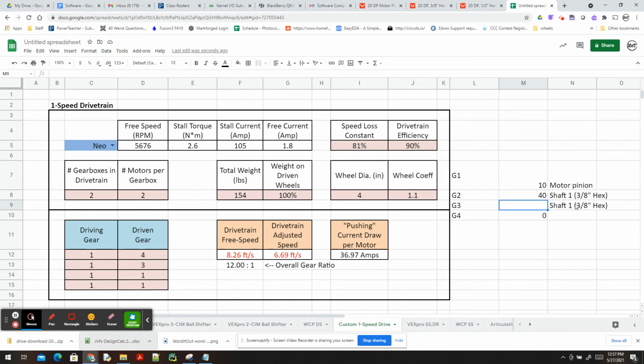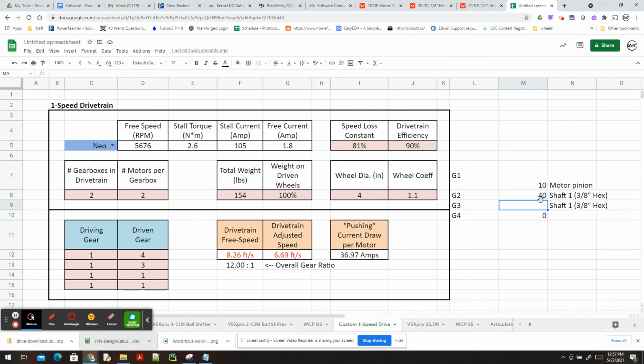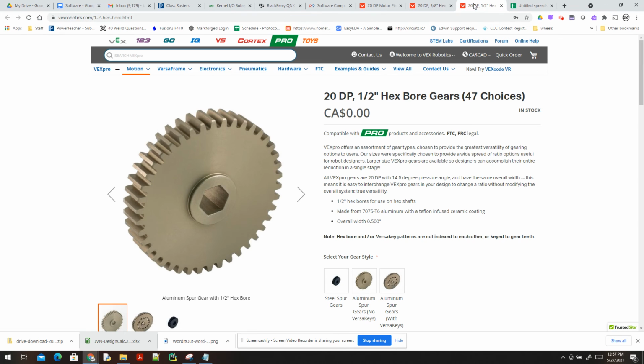So for gear 3, it's got to be a 3/8 inch, and now I've got to look for one. Maybe I'll try 14 teeth. So let's do 14. To get my ratio, my fourth gear has to be 3 times as many teeth, which means it has to be a 42 tooth gear.